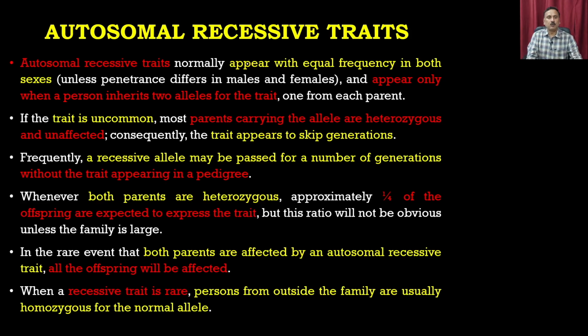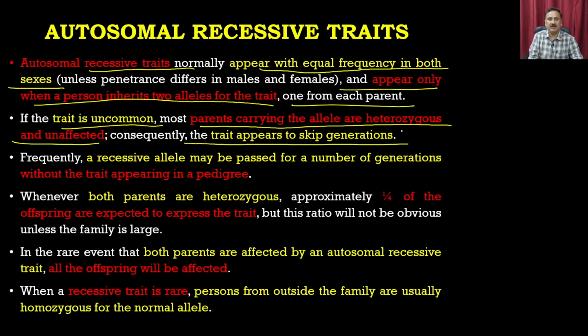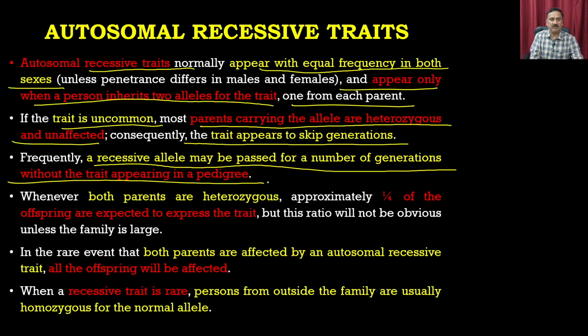Then we have the autosomal recessive traits. Autosomal recessive traits normally appear with equal frequency in both sexes and appear only when a person inherits two alleles for the trait, one from each parent. If the trait is uncommon, most people carrying the allele are heterozygous and unaffected. Consequently, the traits appear to skip generations. Frequently, a recessive allele may be passed for a number of generations without the trait appearing in a pedigree, right?